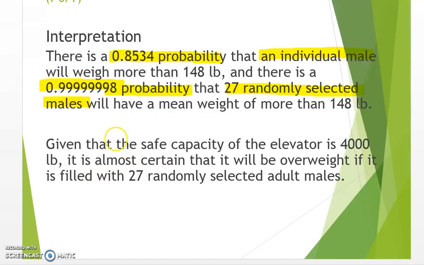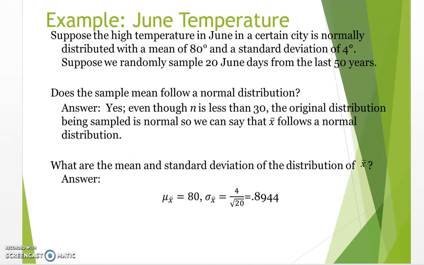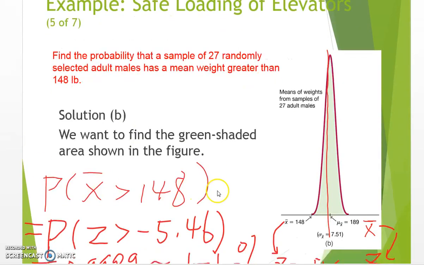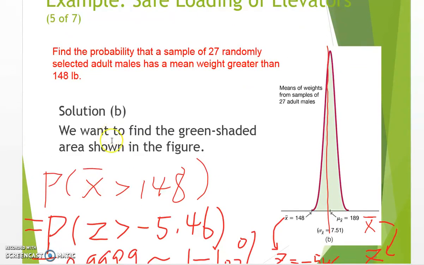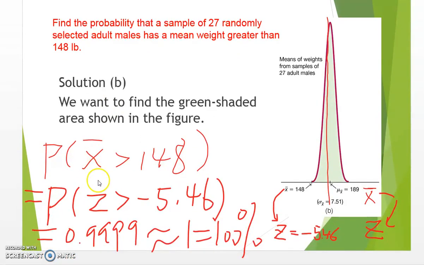And again, given that the safety capacity is 4,000 pounds, it's almost certain that it will be overweight if it's filled with 27 randomly selected adult males, as we just mentioned. All right, so that's one question, and we see that even though question B is about the sample mean, the way we do it is similar to what we had before. So we're still converting the x bar to z, and then we use StatCrunch to find the probability. In this question, it's almost a 100% chance, right?